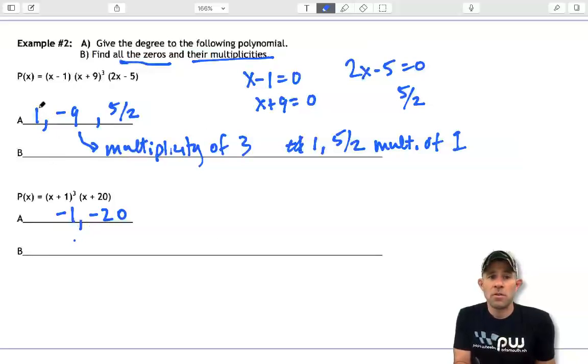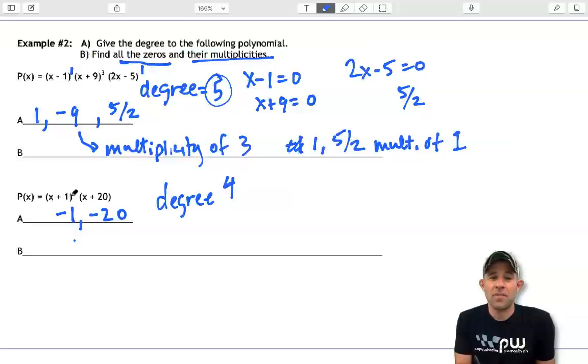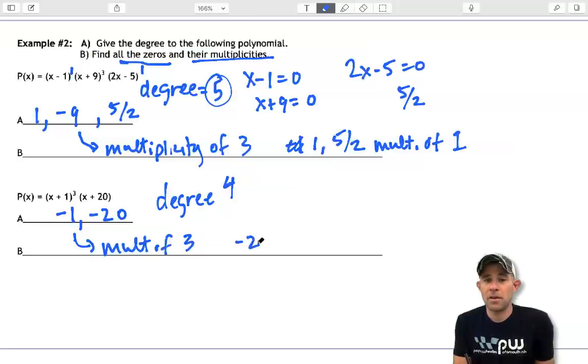My degree of this polynomial, oops, I forgot to do the degree of that part A here. So my degree here, again, if I add my exponents, I got 1, 3, and 1. My degree here should be 5. Yes, my degree should be 5. All right, so here I got degree 3, degree 1. So here my degree should be 4. I'm going to add those exponents across. And now x plus 1 is going to have a multiplicity here of 3. And then my negative 20 will have a multiplicity of 1.